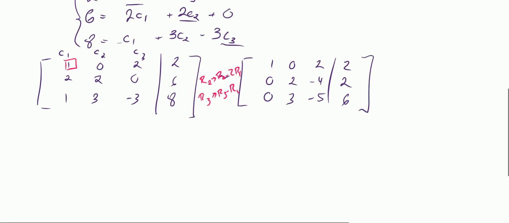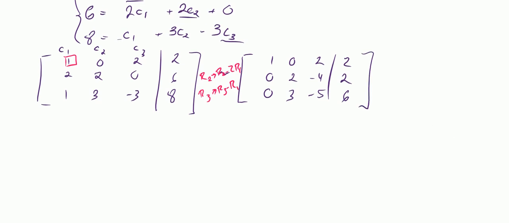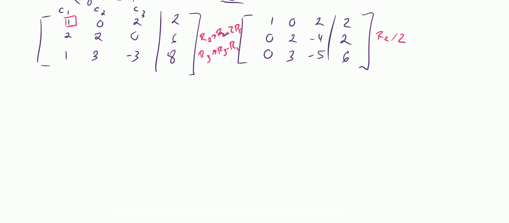Okay, and now what I'm going to do is I'm going to divide my second row by 2. So I'll do R2 divided by 2. So what that gives me is 0, 1, minus 2, 1, and then the rest is just the same. I'll just recopy it. 1, 0, 2, 2. Okay.